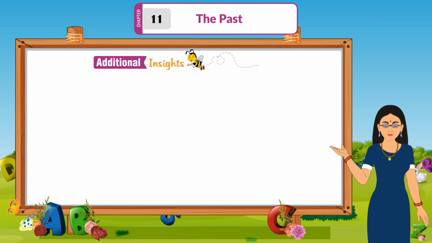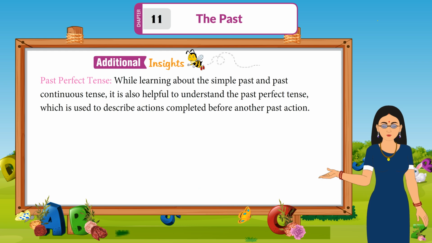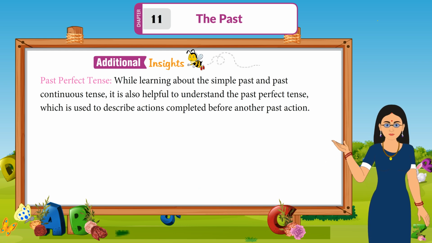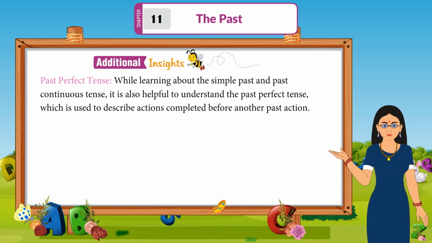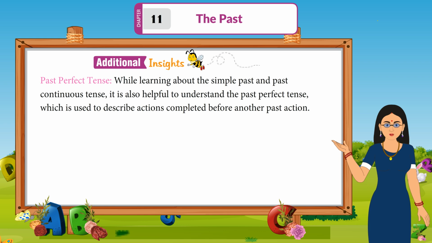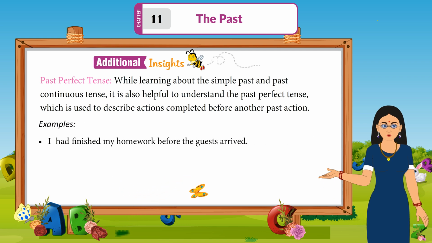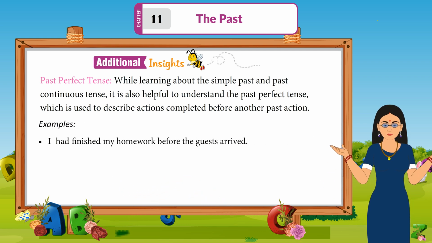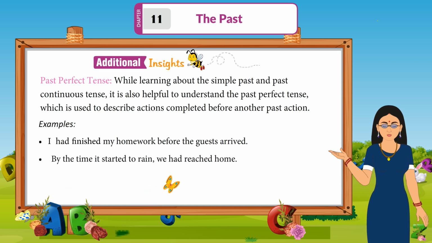Additional insight. Past perfect tense. While learning about the simple past and past continuous tense, it is also helpful to understand the past perfect tense, which is used to describe actions completed before another past action. Examples: I had finished my homework before the guests arrived. By the time it started to rain, we had reached home.